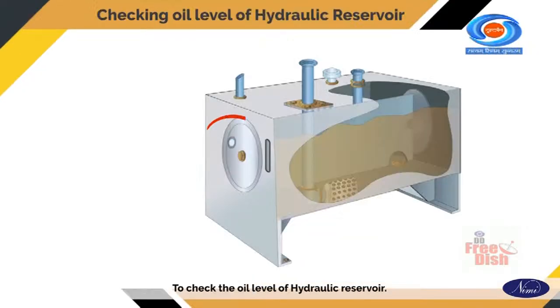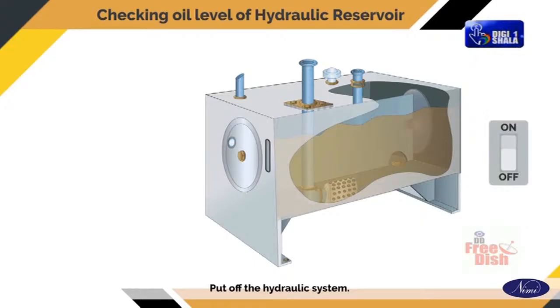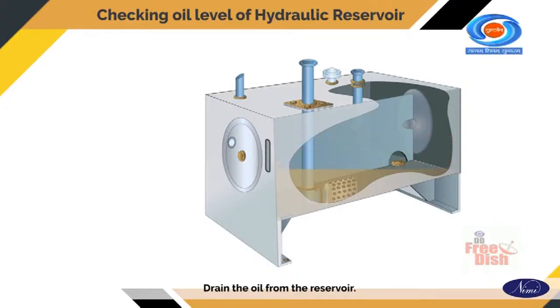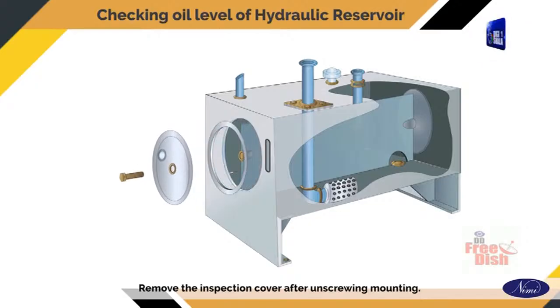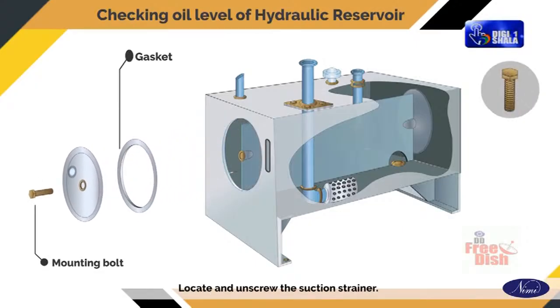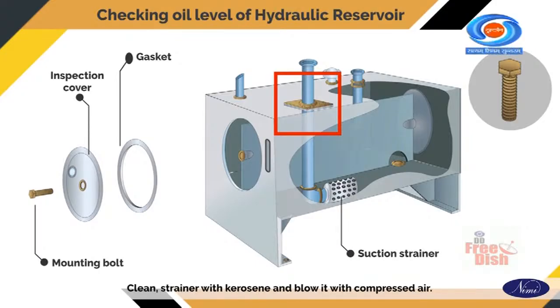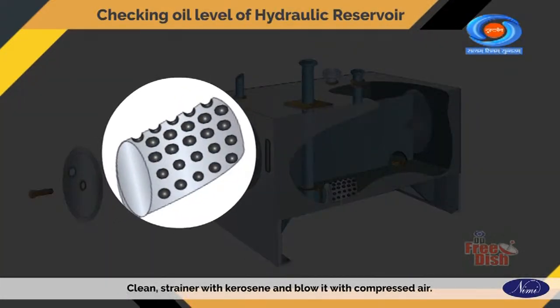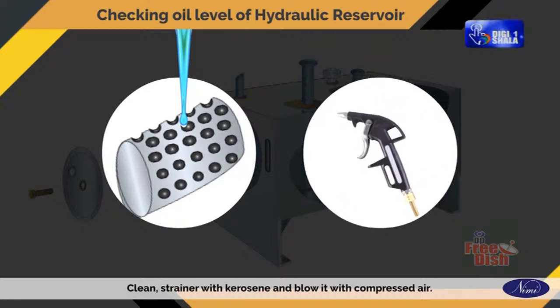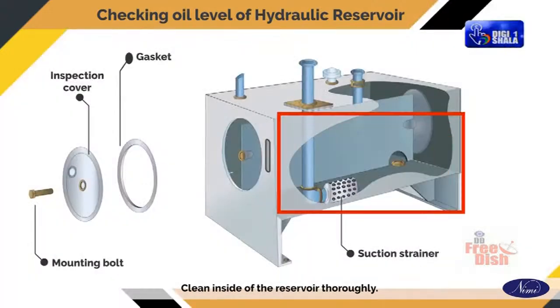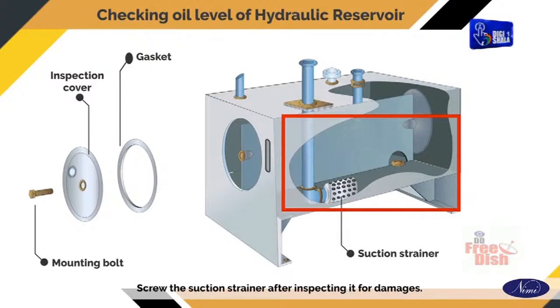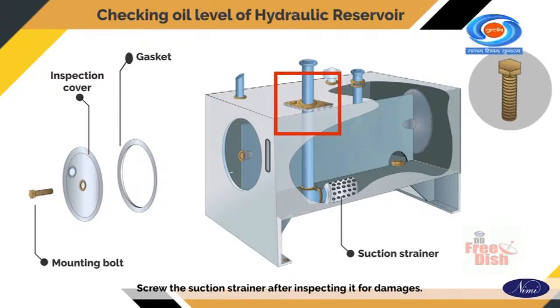To check the oil level of hydraulic reservoir, put off the hydraulic system, drain the oil from the reservoir, remove the inspection cover after unscrewing mounting. Locate and unscrew the suction strainer. Clean strainer with kerosene and blow it with compressed air. Clean inside of the reservoir thoroughly. Screw the suction strainer after inspecting it for damages.